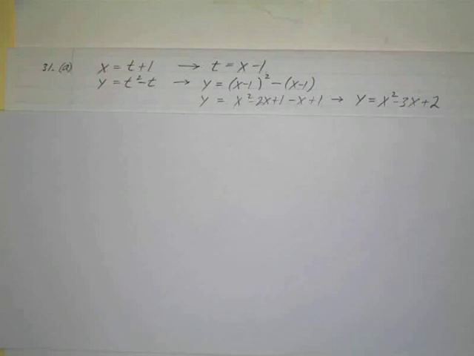Okay, this is number 31, parts A, B, and C. We just want to write these expressions as equations in terms of x and y. They're parametric equations, in terms of a parameter t, so we want to eliminate the parameter.